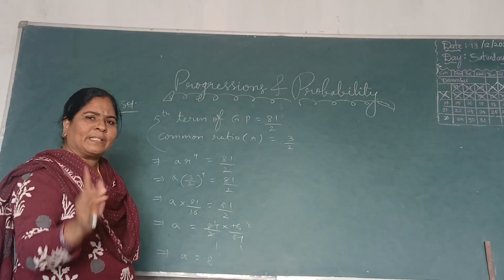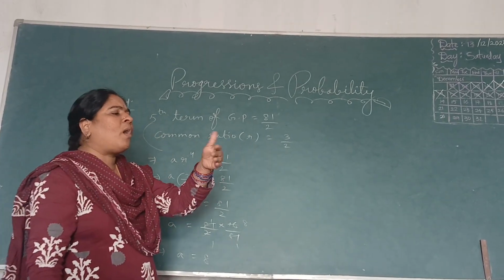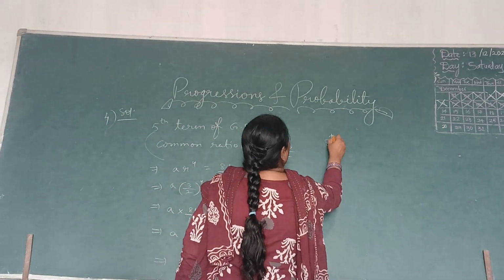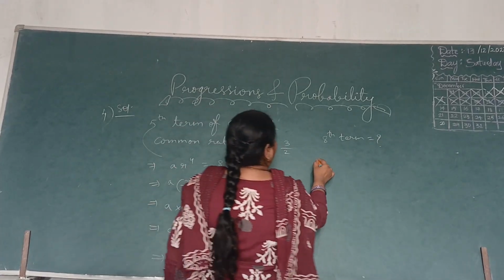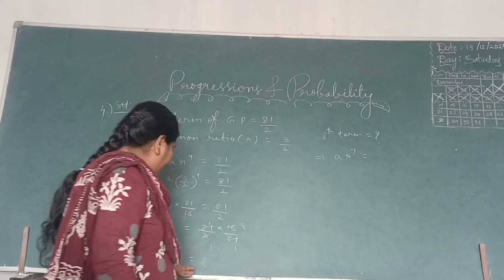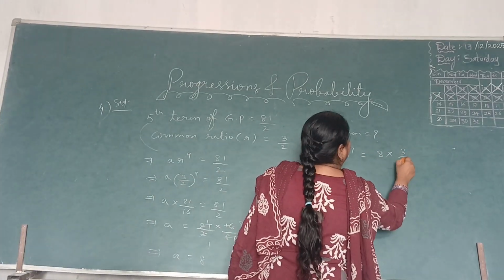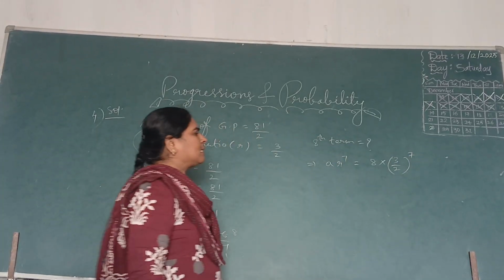I got the first term now and already I know R. What term should be found out? 8th term. The 8th term is how much? AR to the power 7. In place of A I will be putting 8 and in place of R I will be putting 3 by 2 whole power 7.